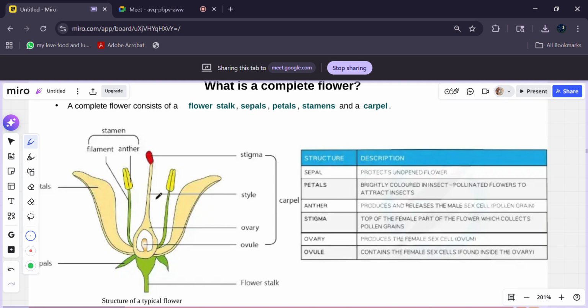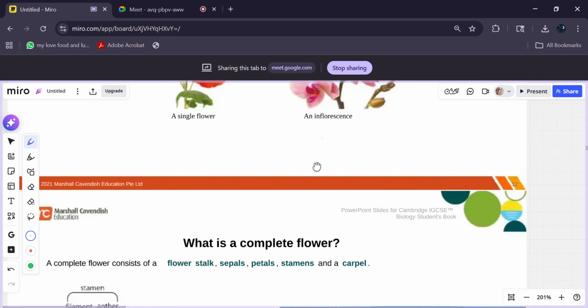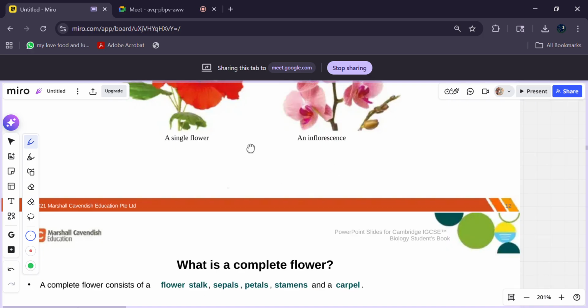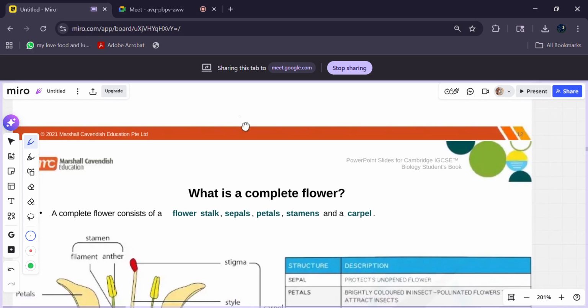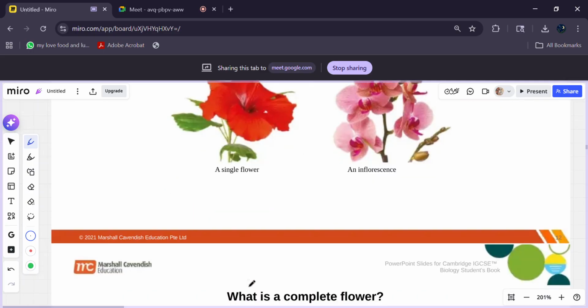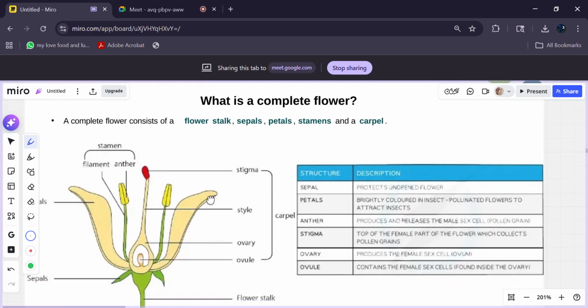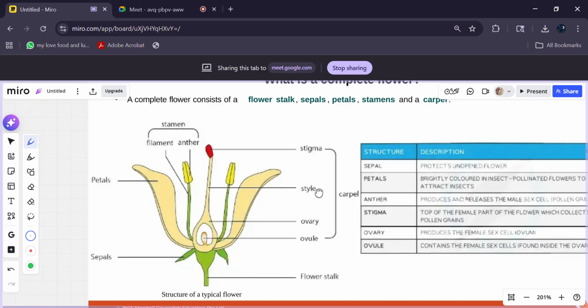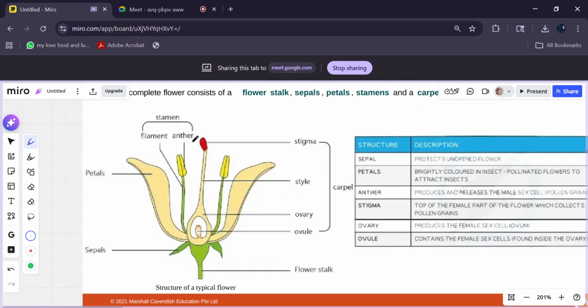Now, before I go straight on, I need to explain what an inflorescence is. An inflorescence is a cluster of flowers borne on the same stalk. As you can see here, this is a single flower, and an inflorescence is multiple flowers on the same stalk. Now, if we move on to a complete flower, you can see in this diagram that there are many different parts of a flower, and we're going to explain what each of them does and how they help in sexual reproduction, starting with the petals.